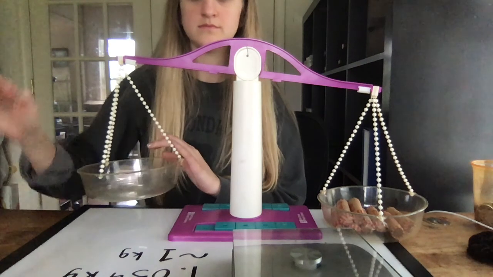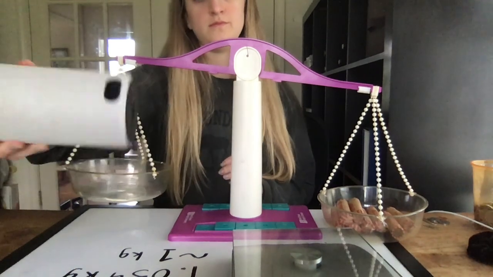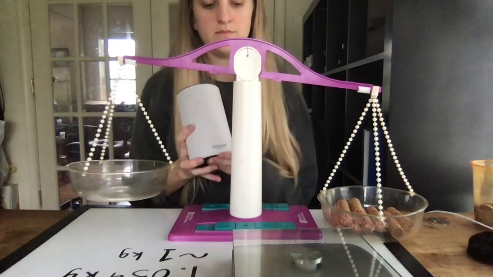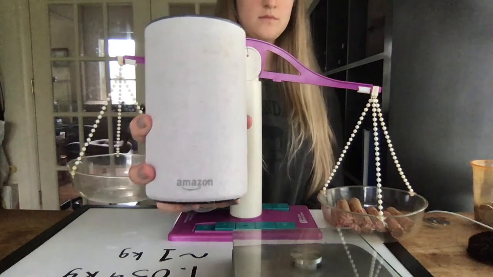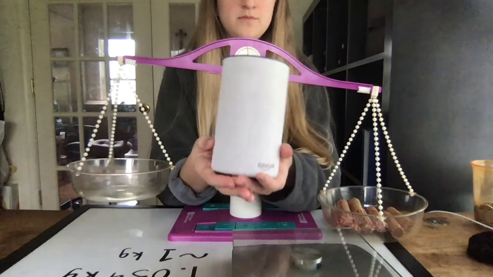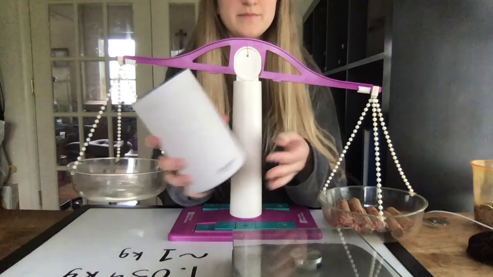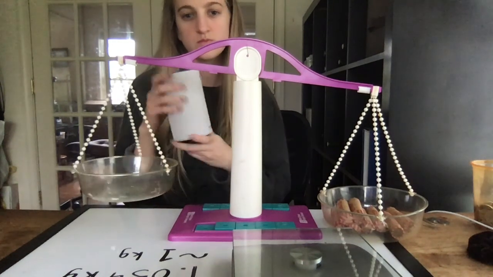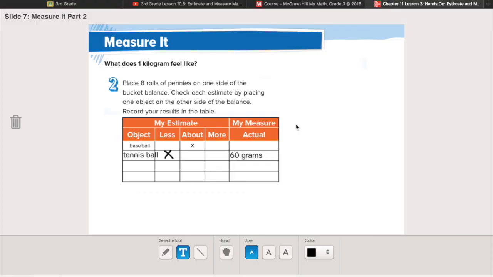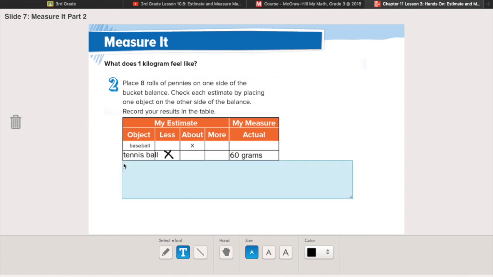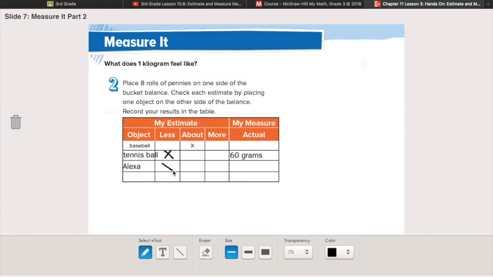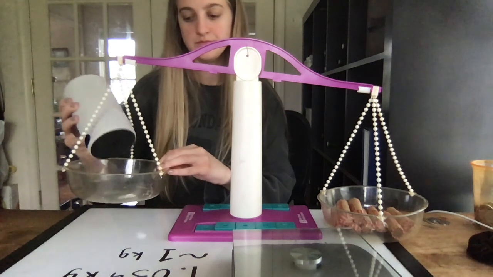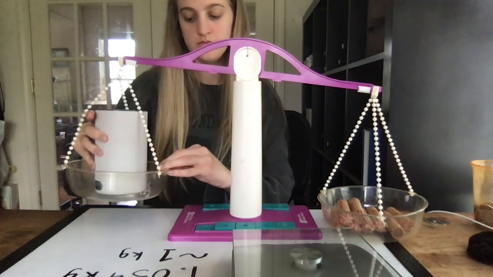The next object that I chose to weigh is the Alexa. Okay, so this Alexa is pretty big, but it's not that heavy. So I don't know. What do you think? Do you think the Alexa is less than, about, or more than 1 kilogram? I think that it's probably less. It's definitely heavier than the tennis ball, but I still think it's going to be less than 1 kilogram because it's just not that heavy.